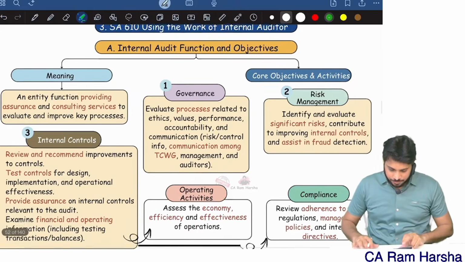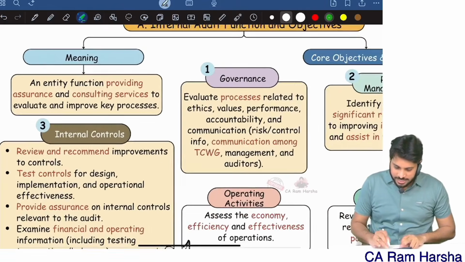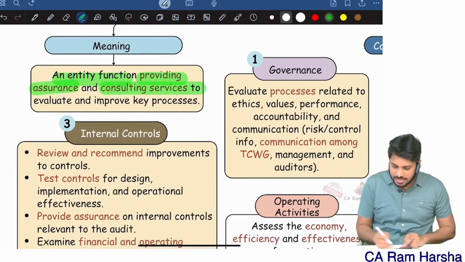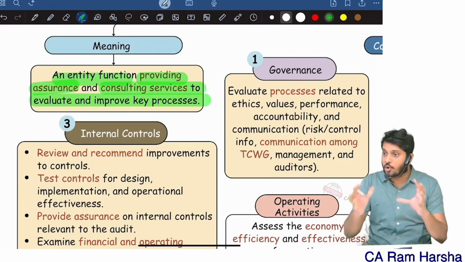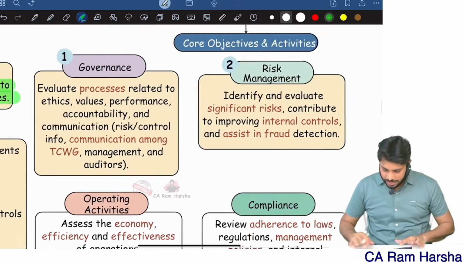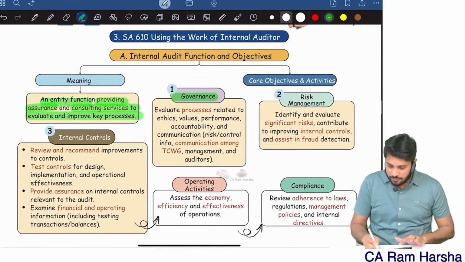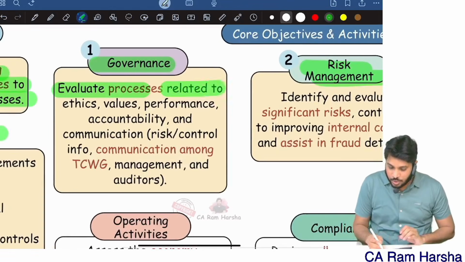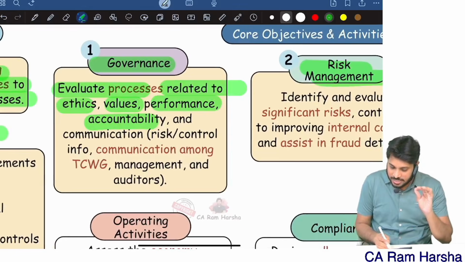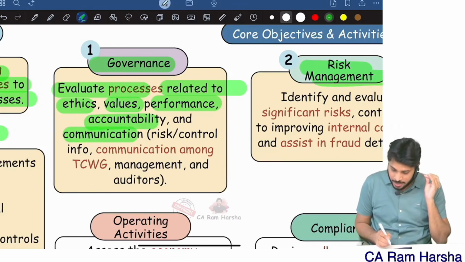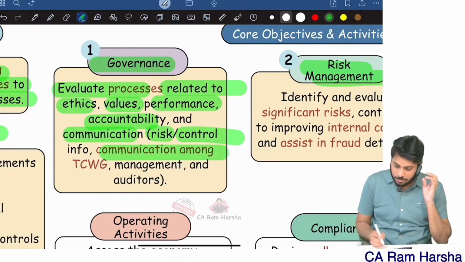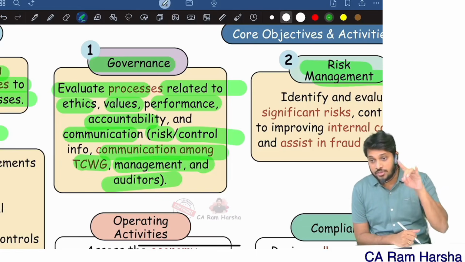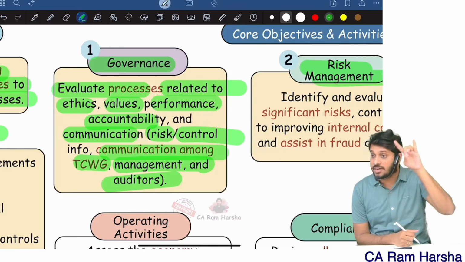Okay, now, first of all, what is an internal audit? It's a function in an organization providing assurance and consulting services to evaluate and improve the important processes in the company. Internal auditors mainly deal with three issues: governance, risk management, internal control. Governance: they evaluate processes related to ethics, values, performance, accountability, and communication, such as risk information, control information, communication among top management, how everything is happening. So one of the roles of internal auditors is evaluation of governance processes.